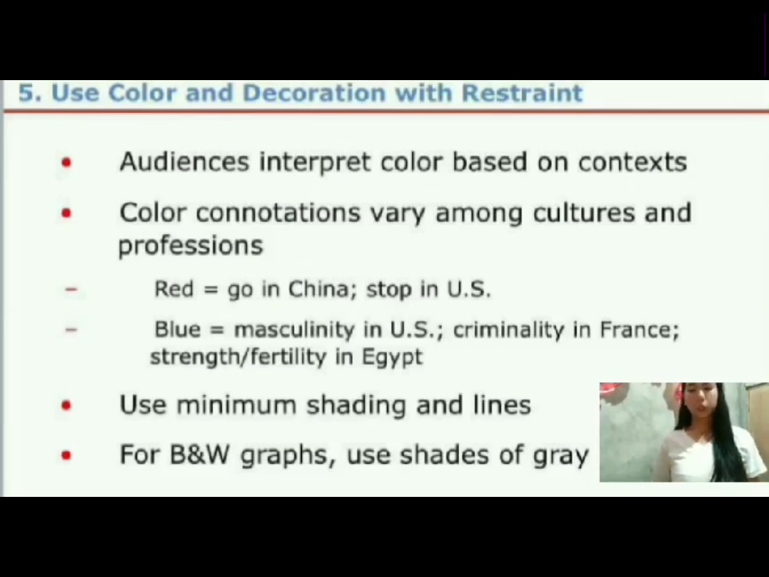Use minimum shading and lines. Keep shading and the use of decorative lines to a minimum so that the visual remains simple and focused. Excess decorations can distract from the actual data or message. For black and white graphs, use shades of gray. When color is not available, use shades of gray to identify elements of a graph. This ensures that even without color, the visual is still easy to understand and interpret.